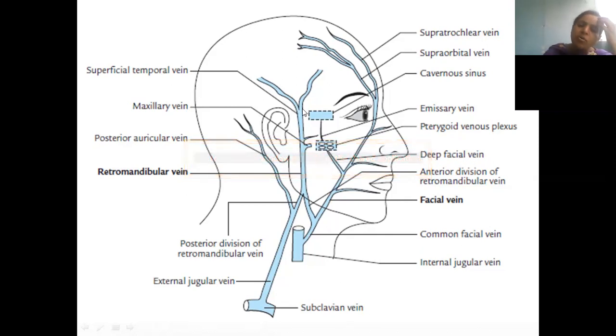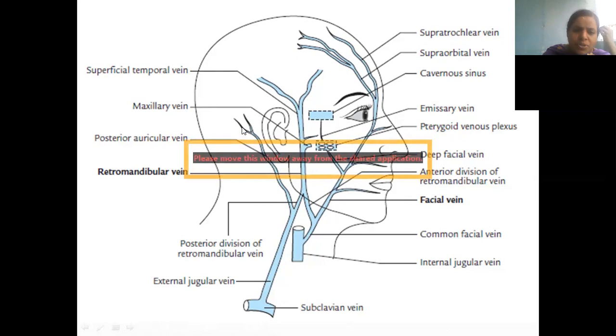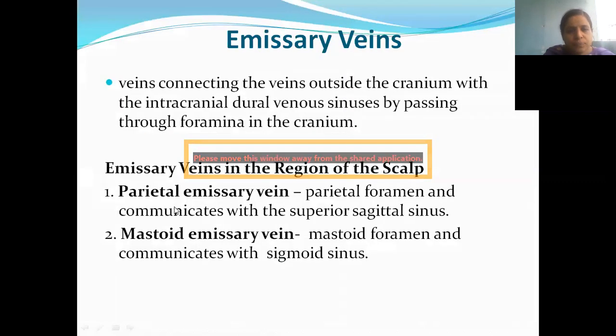Then we have to talk about retromandibular vein. Anterior division is draining into facial, posterior division is joining the posterior auricular, draining into external jugular vein. External jugular vein drains into subclavian. Into the retromandibular, we have maxillary vein draining, superficial temporal vein draining, occipital vein draining. That's it. That is the venous drainage of scalp.